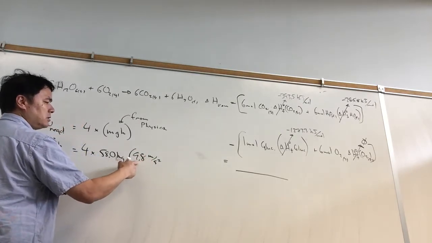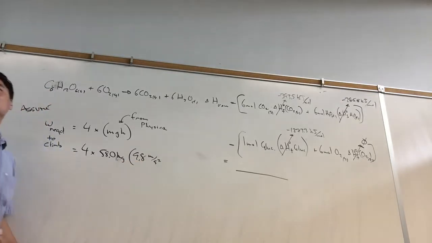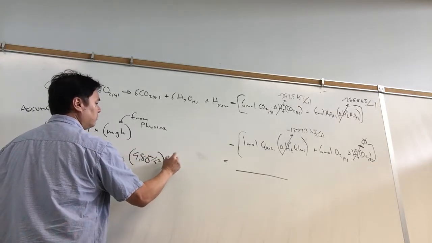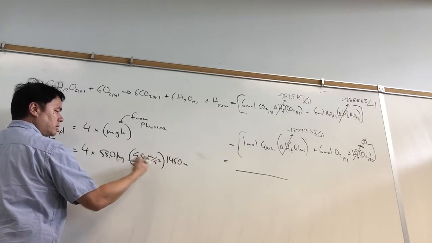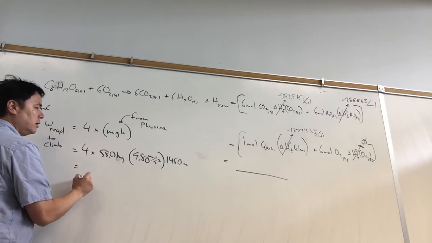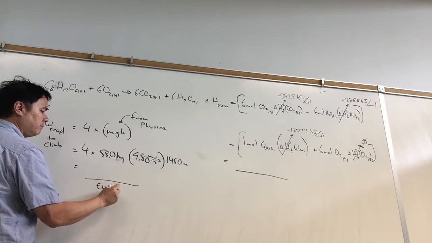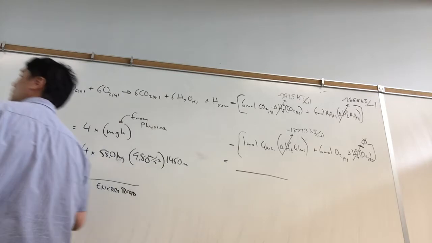What is g? Does anybody know g to 3 sig figs? Is it 9.80? 9.80 meters per second squared times the height of 1,450 meters. And so we get kilogram meter squared per second squared, which is joules. And we're going to quadruple it. And so what does this come out to? Well, this is going to be the energy required to make the climb.